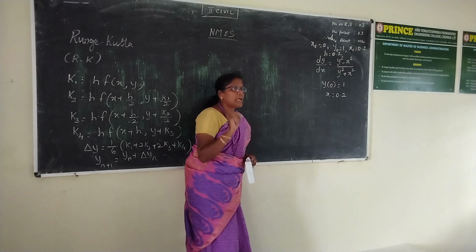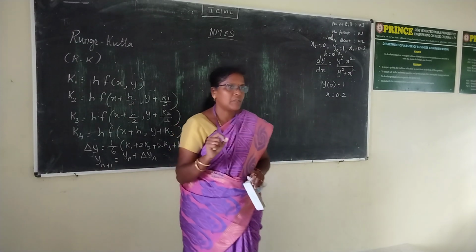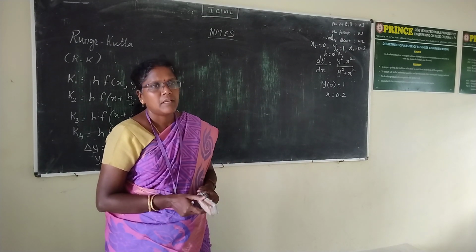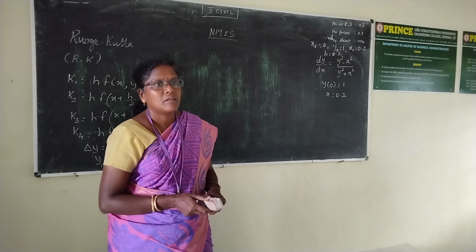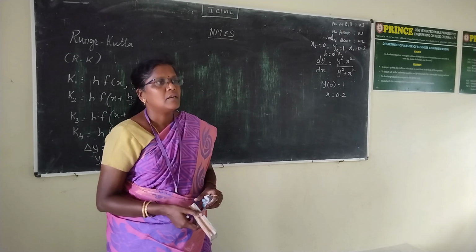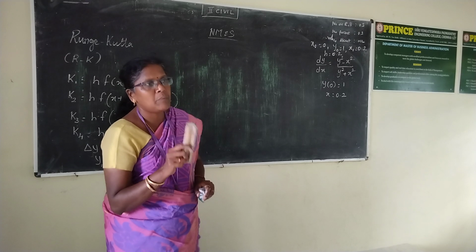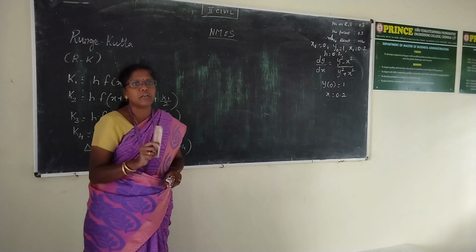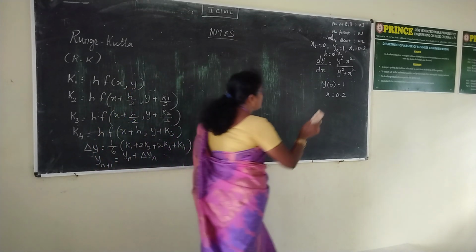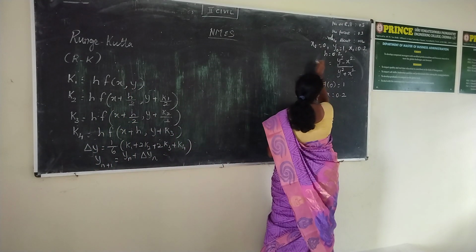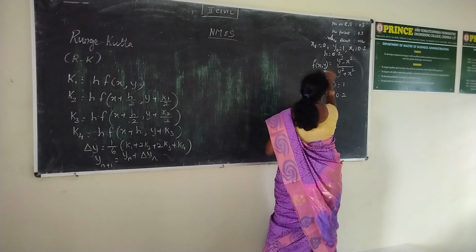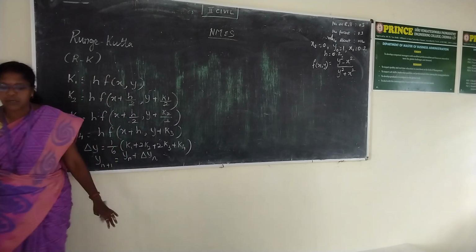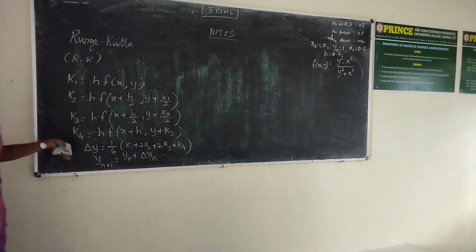Well, next you have to identify what is the f of x comma y. This f of x comma y, as you can see, dy by dx is another notation for y dash. Here, the first derivative that is given will be f of x comma y. So given f of x comma y is equal to y square minus x square by y square plus x square.